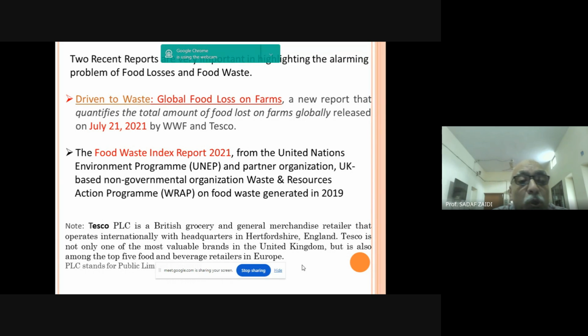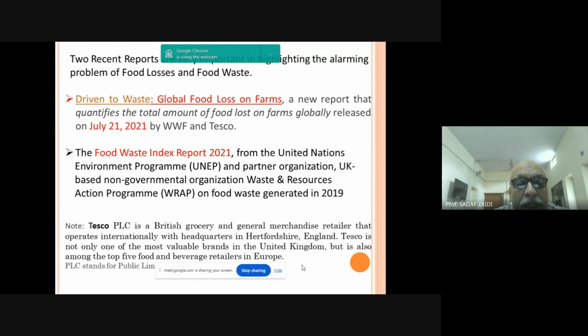But if you go through these reports, they are really eye-opening, and you will find that this is a great problem on our hands. So there are two reports. One is Driven to Waste: Global Food Loss on Farms, a new report which quantifies the total amount of food lost on the farms globally.